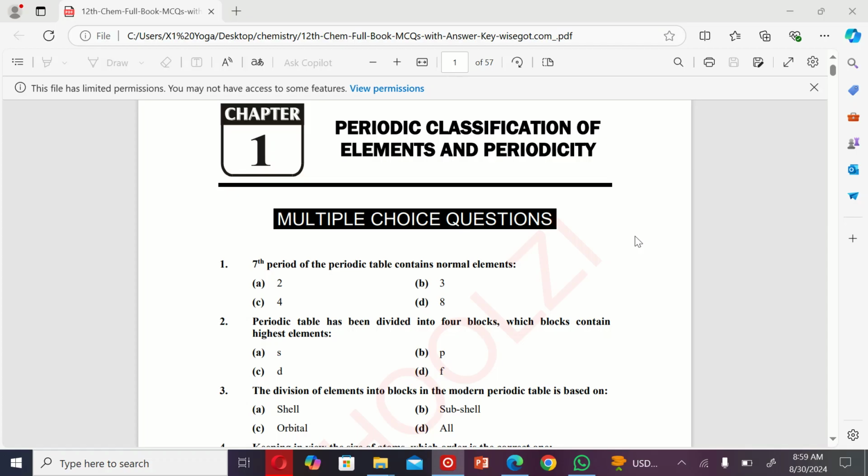Let's get started. So the first MCQ is: the 7th period of the periodic table contains how many normal elements? A, 2, B, 3, C, 4, and D, 8. So the correct option is A, 2.